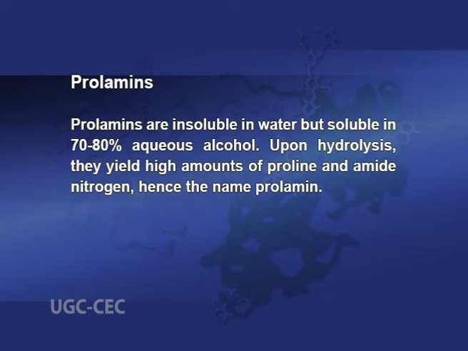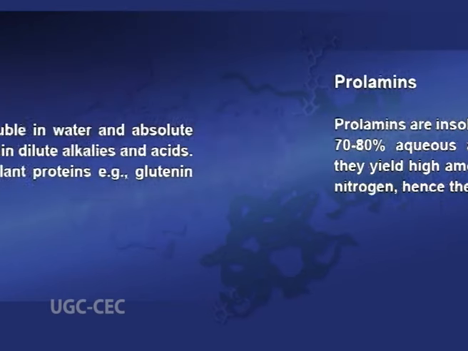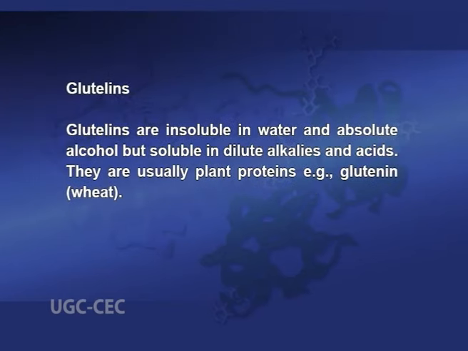Prolamins are insoluble in water but soluble in 70 to 80% aqueous alcohol. Upon hydrolysis, they yield high amounts of proline and amide nitrogen, hence the name prolamin. Glutelins form the next group. Glutelins are insoluble in water and absolute alcohol but soluble in dilute alkalis and acids. They are usually plant proteins, for example, glutenin present in wheat.